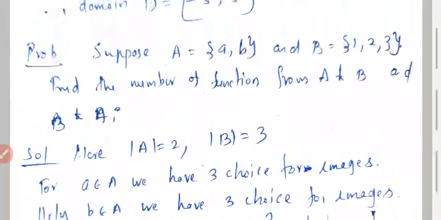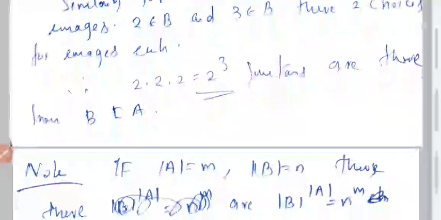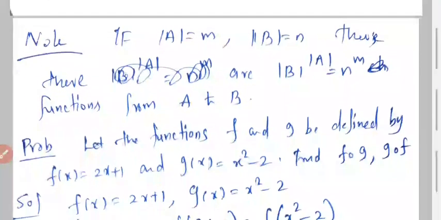So we have 9 functions from A to B. Similarly, from B to A, 1 has 1a, 1b; 2 has 2a, 2b; 3 has 3a, 3b. So 2 into 2 into 2, that means 8 choices for functions, 2 cube. So note that when the cardinality of A is m and the cardinality of B is n, then there are n power m functions from A to B. Similarly, m power n functions from B to A.